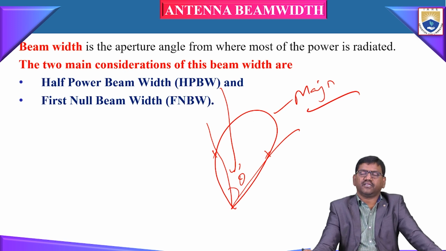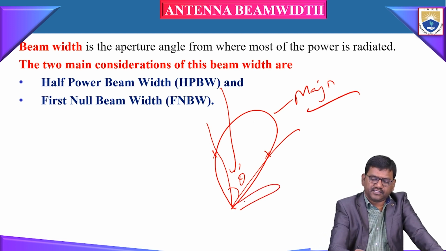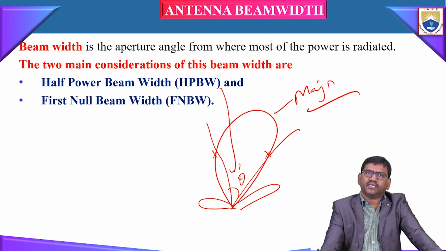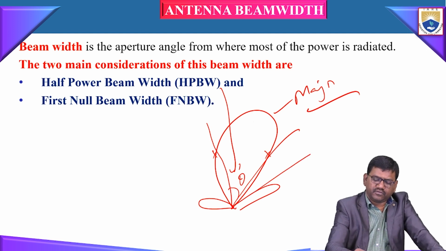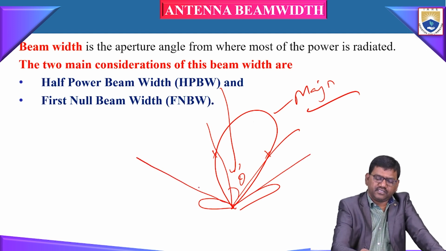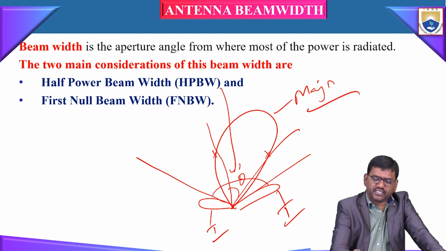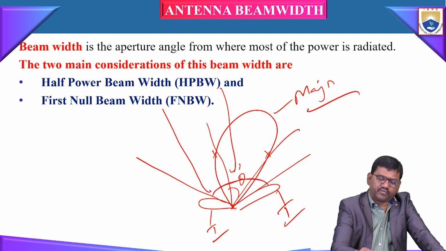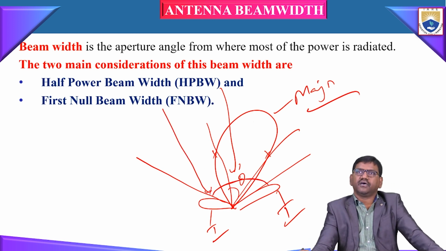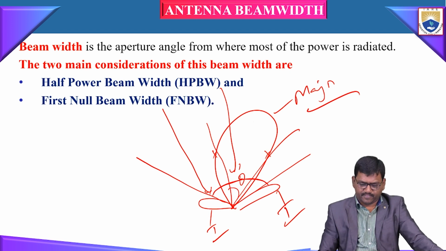Mark two points exactly at half of the power of the major lobe; the angle between them is the half power beam width. And these are known as the side lobes or minor lobes. The angle between these two nulls, known as the first nulls, is the first null beam width.